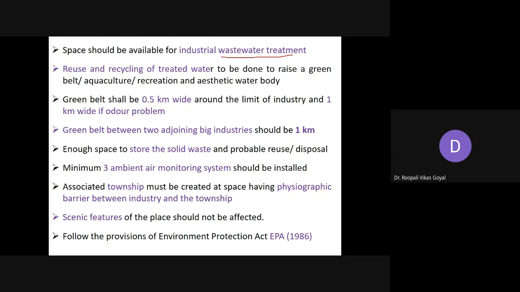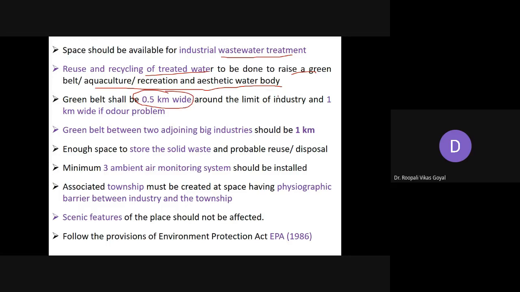If they are not having their own wastewater treatment plant, then at least all the industries can have a common effluent treatment plant. Whatever effluent comes out from the industries, combining all of it into one CETP, which is called a common effluent treatment plant, that can be applied. Reuse and recycling of the treated water is to be done to raise a green belt, aquaculture, recreation and aesthetic water body. And green belt should be at least 0.5 kilometer wide around the limit of industry.